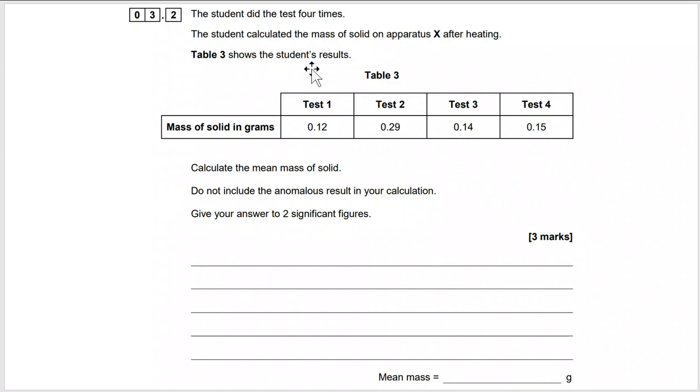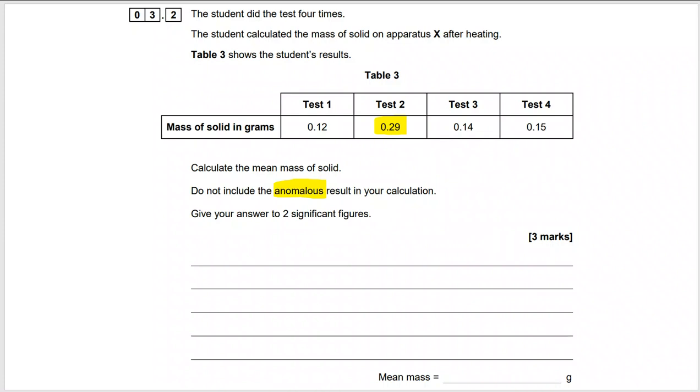3.2, student did the test 4 times, calculated the mass of solid on apparatus X after heating, and we've got the results here. Calculate the mean mass of the solid. Now, it's really important you read the whole question here because it is telling you to not include any anomalous results in your calculation and to give your answer to 2 sig figs. Now, there is clearly an anomalous result here, and that's 0.29. It's almost double the next closest value.